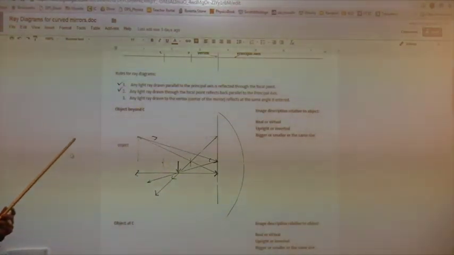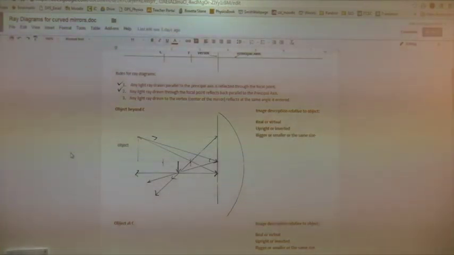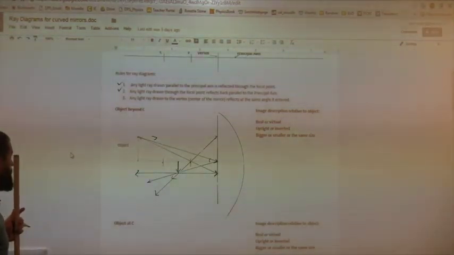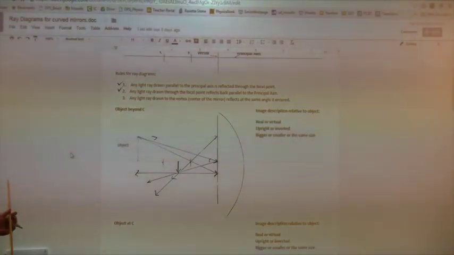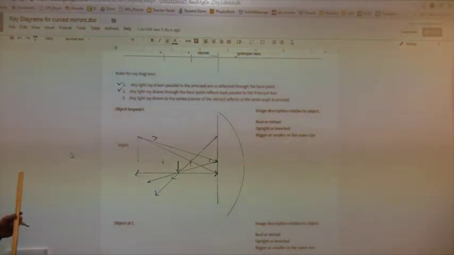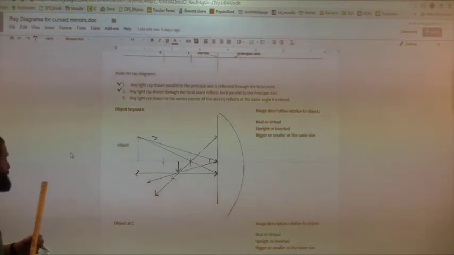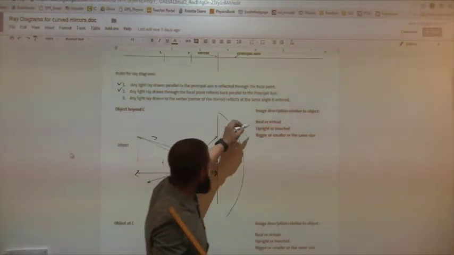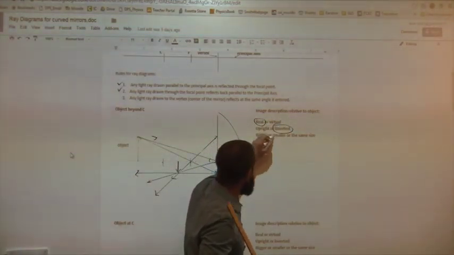Now the question is, Sal, what do you think? Is this a real or a virtual image? Real. Good, that's right. Now, why is it a real image, Gio? Somebody said it at the table, I think. The lines are converging, right? So this is a real image, it's inverted, and it's smaller.